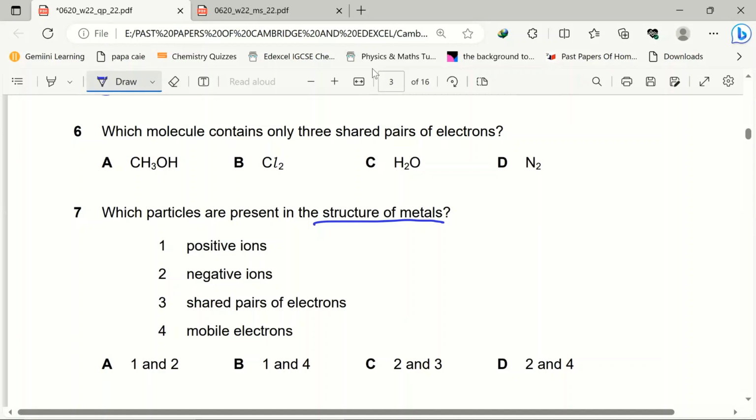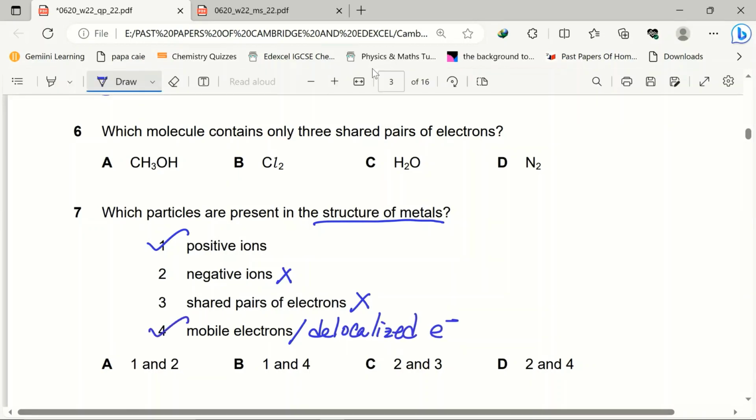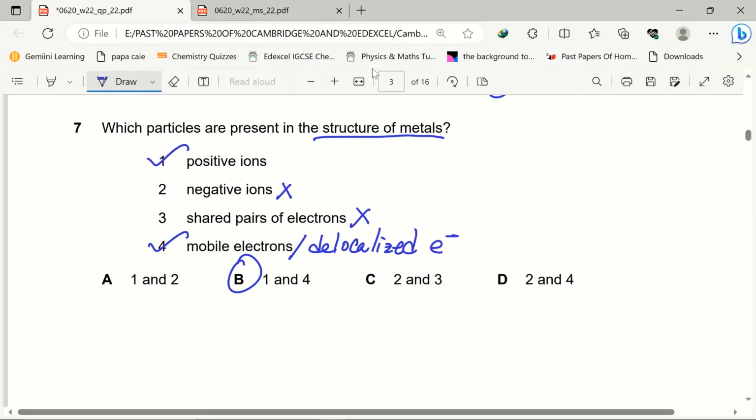So which particles are present in the structure of metal? Positive ions are present. Negative ions, we do not have any negative ions. Shared pairs of electrons, we do not have. Mobile electrons is the synonymous term for delocalized electrons. So this is also correct. 1 and 4 are the only correct answer. So this one was D. 7 is B.